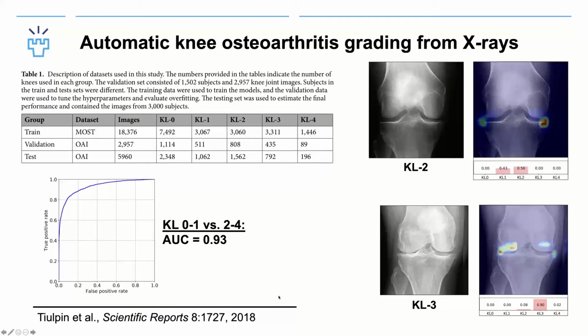So this model was published a few years ago, and it is actually freely available on the internet and GitHub, the whole code, so that wherever you are, if you want to try it, you can take a knee X-ray and analyze that with this model.